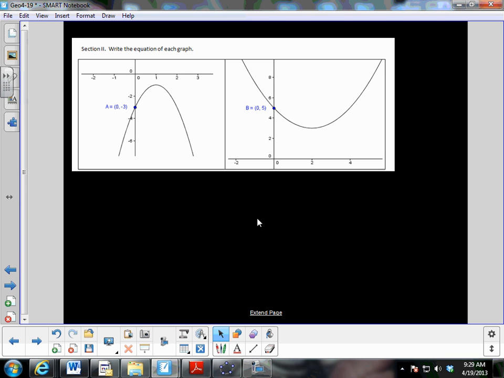Okay, so on the back of the worksheet, writing the equation of each graph. To do this, first thing you want to notice is the parent function. These are parabolas, so we know we're going to have something squared. Then I say, all right, let's look at the vertex. How has the vertex been shifted?